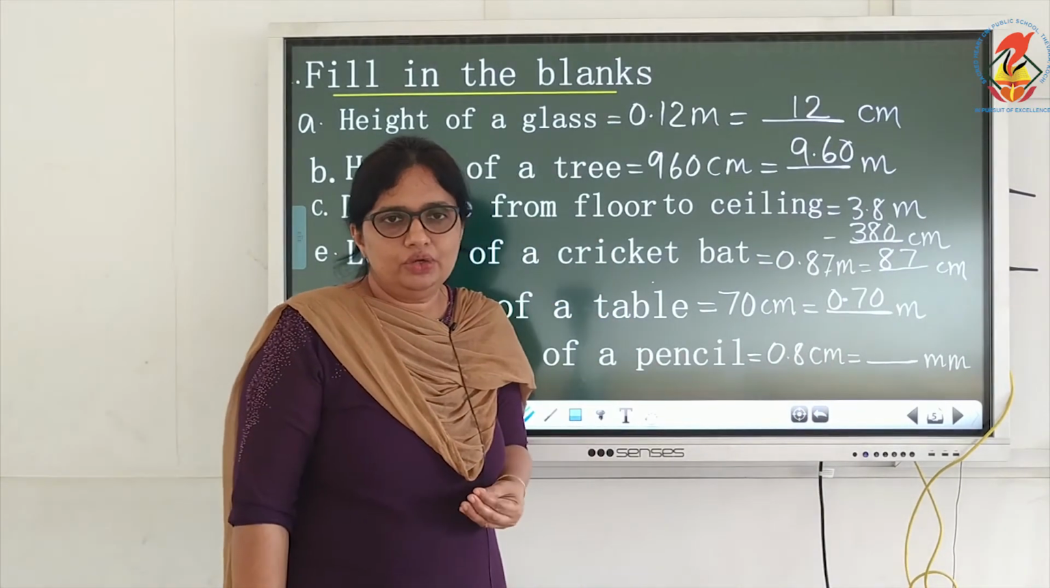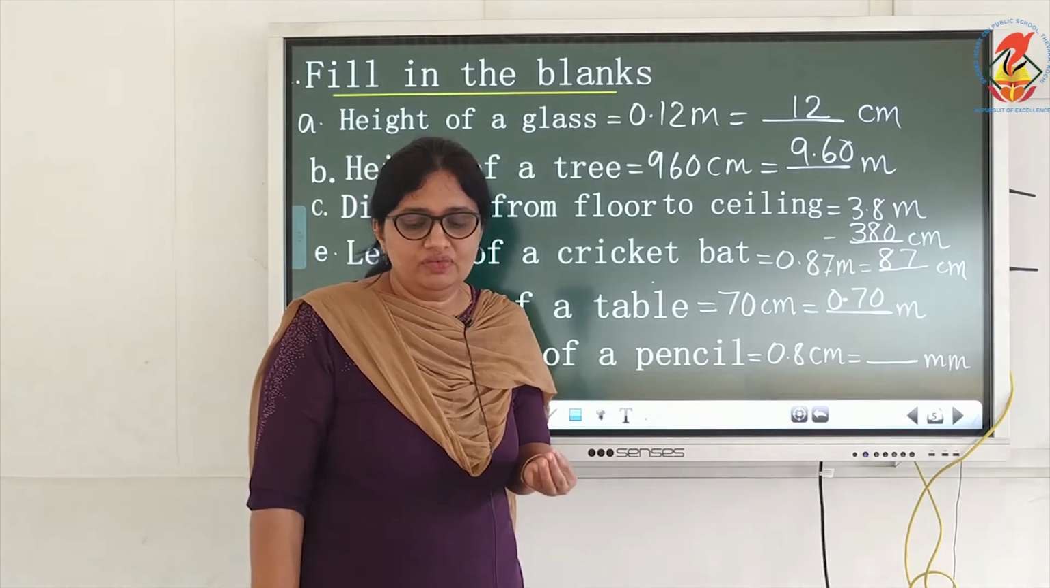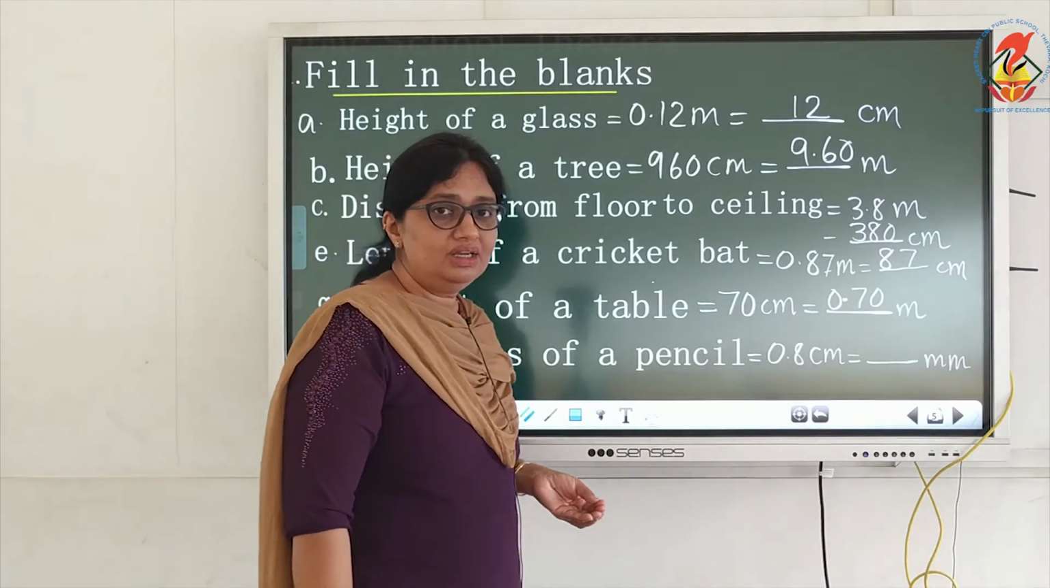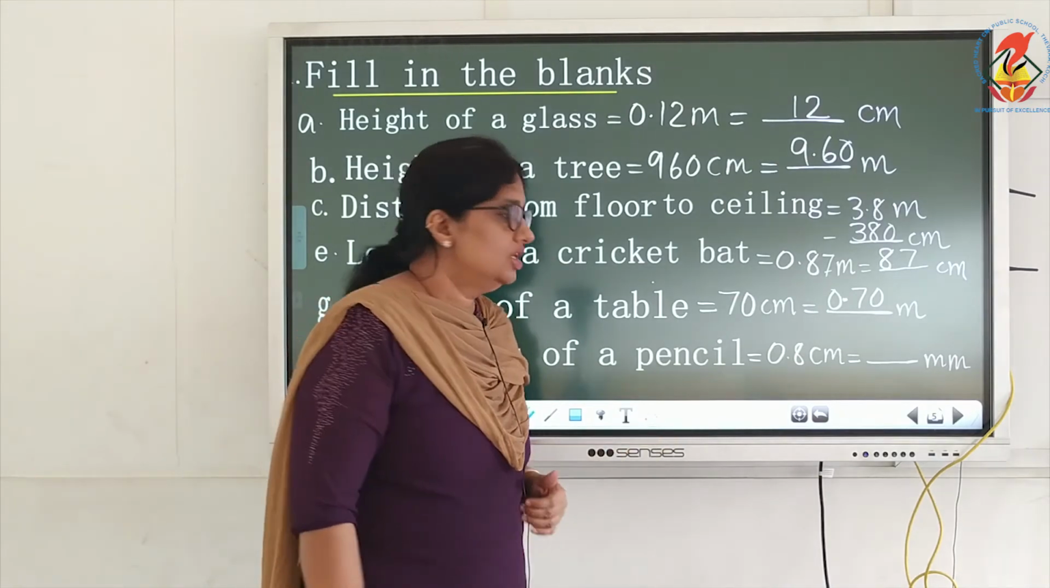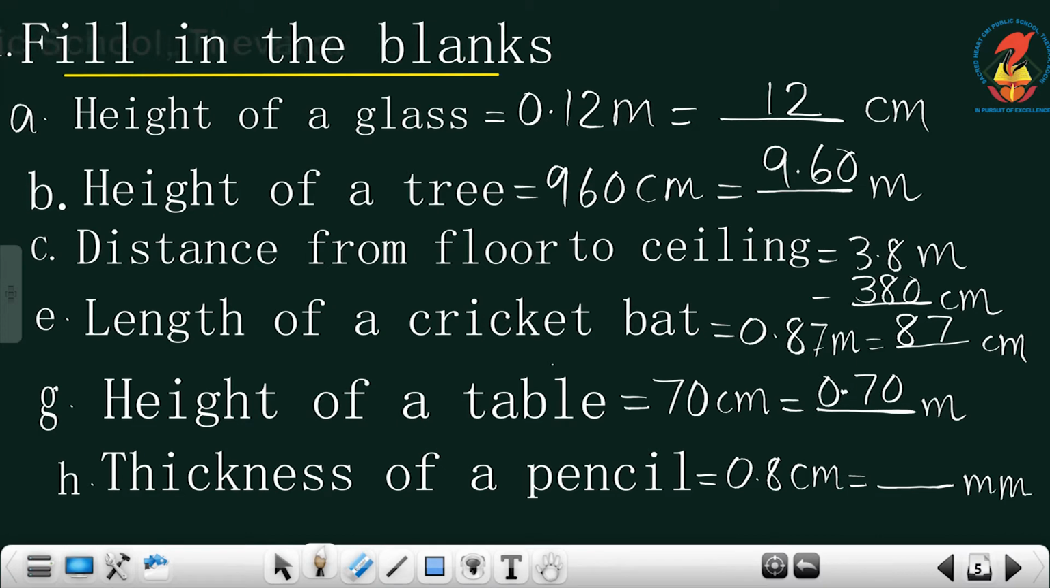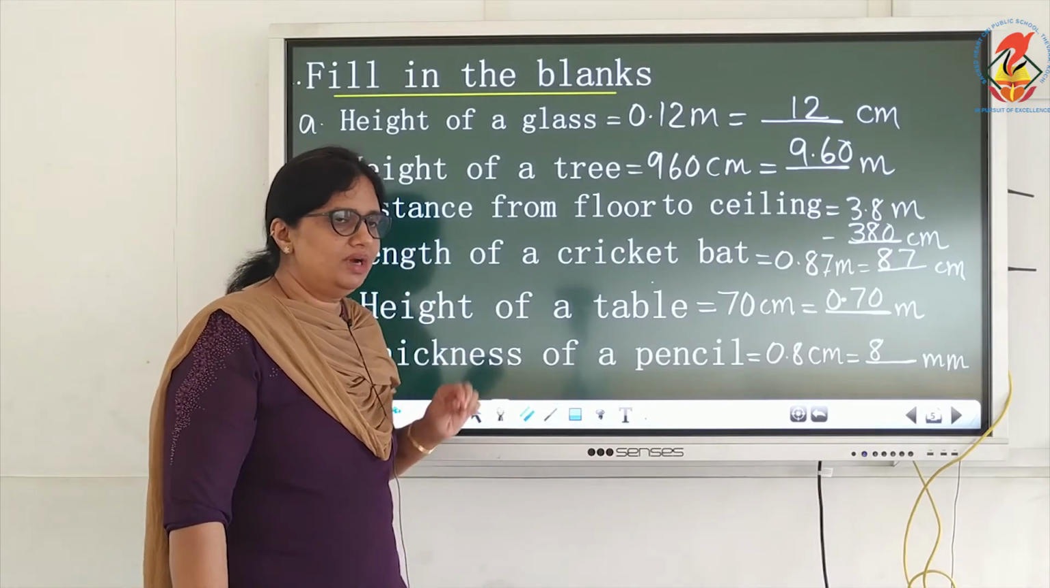So bigger unit to smaller unit, we need to use what only? Multiplication. So we need to multiply by which number? 10 only. That's the relation between millimeter and centimeter. So I need to multiply by 10. What will happen here? The decimal place will move 1 place to the right only. So it will become what? 8. Okay, 8 millimeter only, right? Is it clear? Okay, so I will repeat one more time.